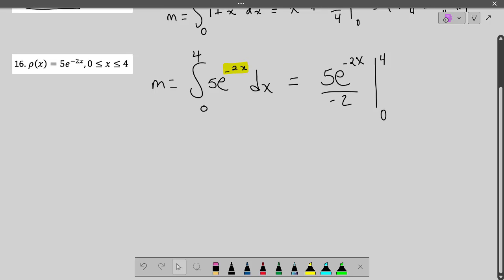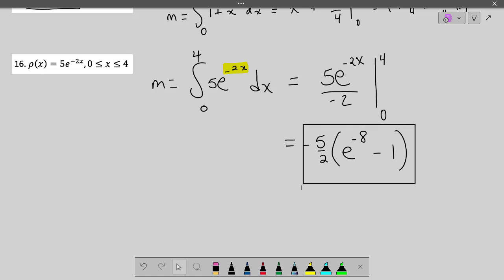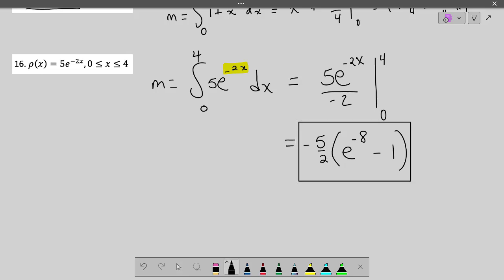Okay, so this is going to give us negative 5 over 2 multiplied by e to the negative 8 minus e to the 0, which is 1. So that, again, is measuring mass, which we're assuming would be kilograms. Obviously, you could have special cases where you are finding grams, but whatever.